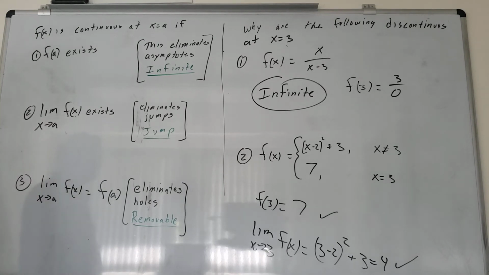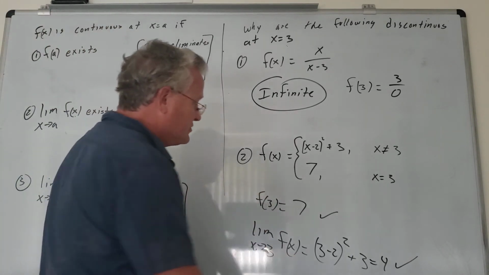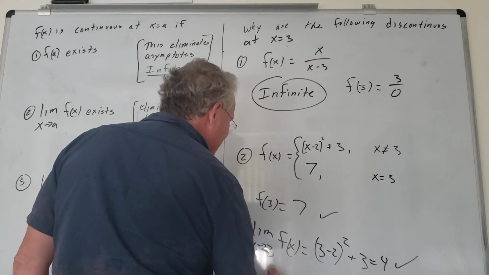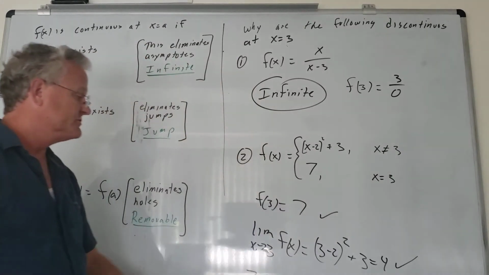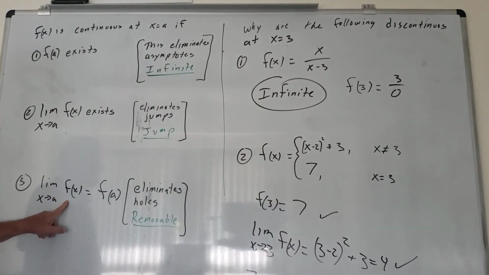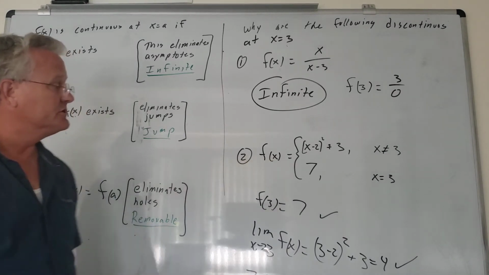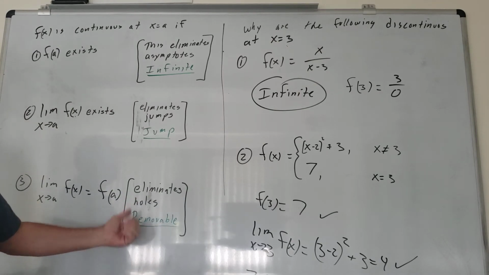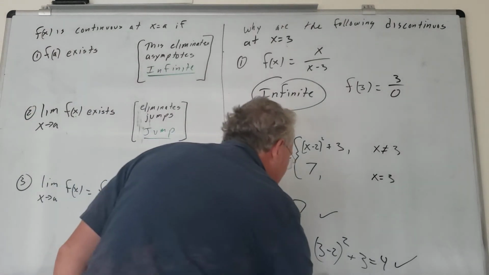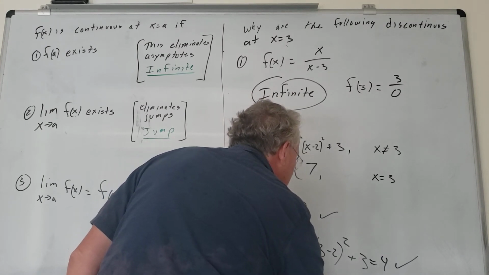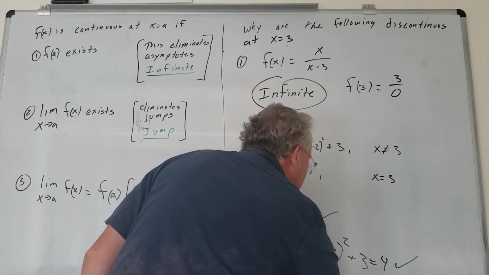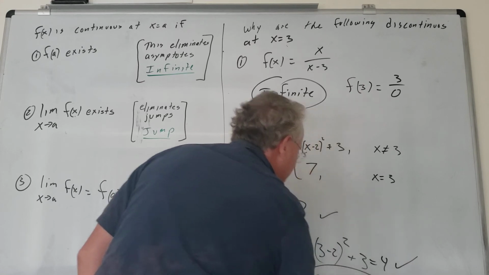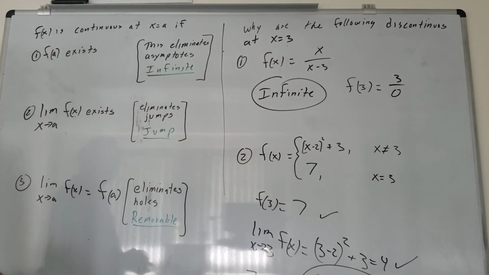What about the third step? Are these two equal to each other? Well, 7 is not equal to 4. And step 3 is the reason why this function is discontinuous at 3. And we say the reason is because it has a removable discontinuity. So those are the reasons why.